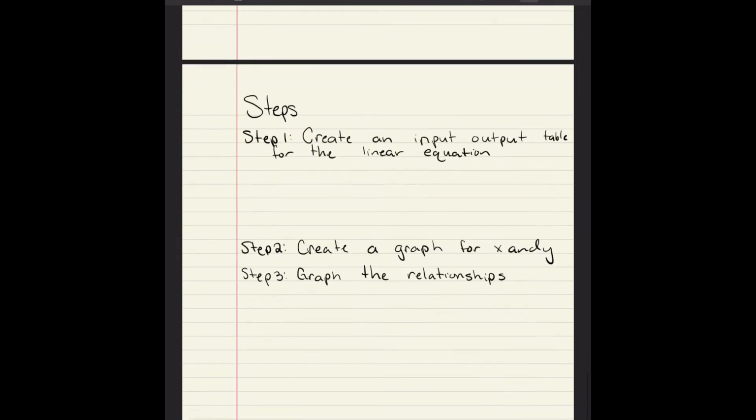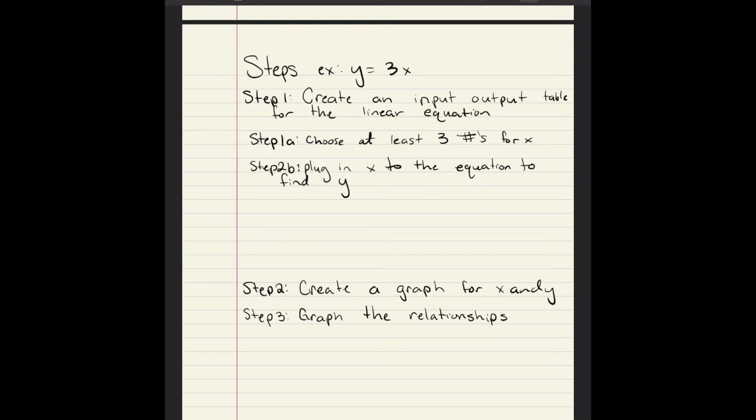Let's see some steps. Alright, step 1 is to create an input-output table for the linear equation. So I have some extra little side steps here. So we have step 1a and step 1b. So to create your input-output table, we need to find our x and our y. And you can choose any 3 numbers to be your x, and then you will use your x to find your y. So let's say I choose 1, 2, 3, 4, 5.